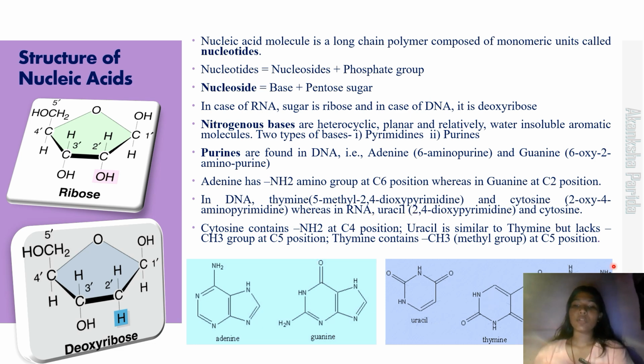If we talk about the pyrimidines, cytosine contains an NH2 group at C4 position. Uracil and thymine structures are almost similar, but the difference is at the C5 position, where CH3 is there in thymine. In case of uracil, it lacks the CH3 methyl group.